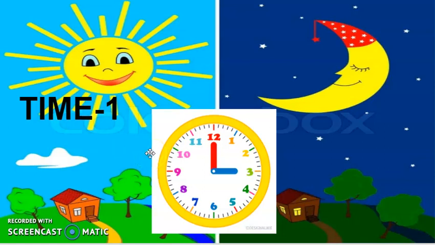In this video, we will understand how to read time on the clock. We can see the small hand and a long hand. The small hand tells hours and the long hand tells minutes. So time on this clock is 3 o'clock.